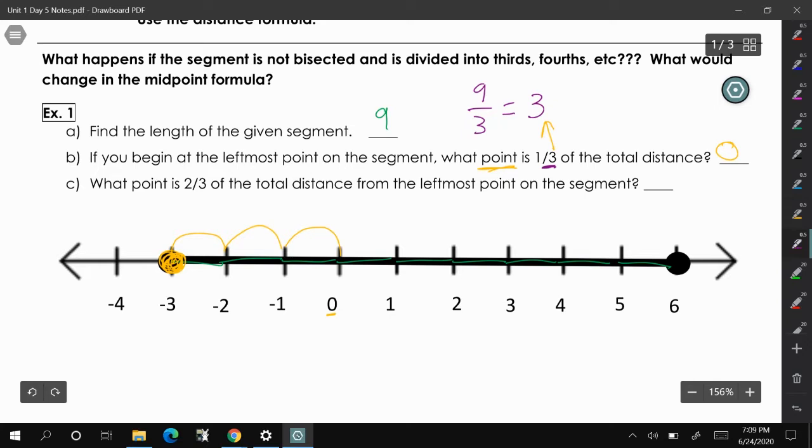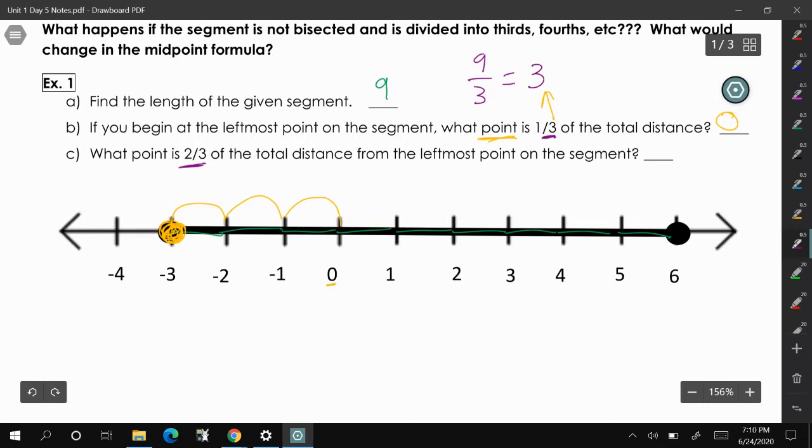And then the last one, what point is 2/3 of the total distance from the leftmost point of the segment? Okay, so this one's talking about 2/3. Well, if 1/3 was 3, that means 2/3 is 6. So again, we're going to start at the leftmost endpoint because that's what it's telling us to do. And we're going to move 6 units. 1, 2, 3, 4, 5, 6. And we end at point 3.